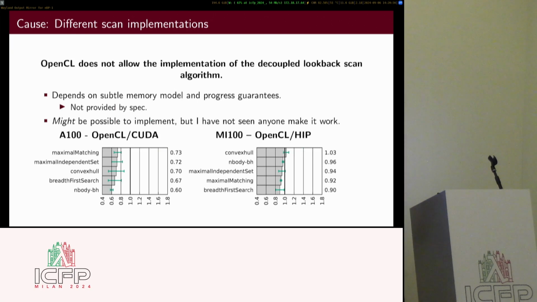Another source of major differences is due to prefix sums or scans. The reason is that the best known implementation or algorithm of scans on GPUs is a so-called decoupled lookback scan developed by NVIDIA researchers.